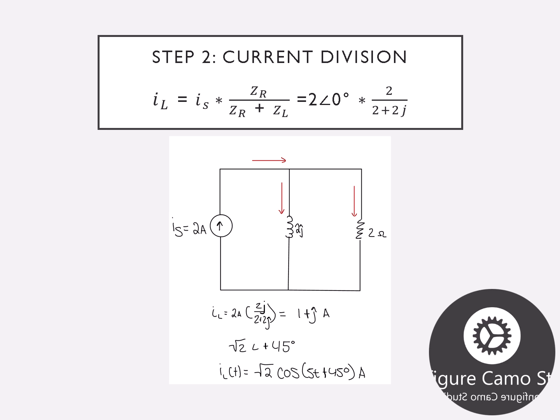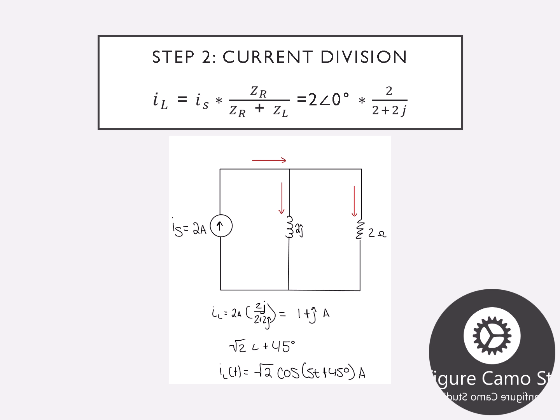After we've done that, we're going to use current division to find the current down the inductive branch. They all share the same node, so we have 2 amps flowing in, some flowing out into the inductor, and some flowing out into the resistor. So IL, the current down the inductor, is equal to 2 times the ratio between the two: 2j divided by 2 plus 2j, which gives you 1 plus j amps.